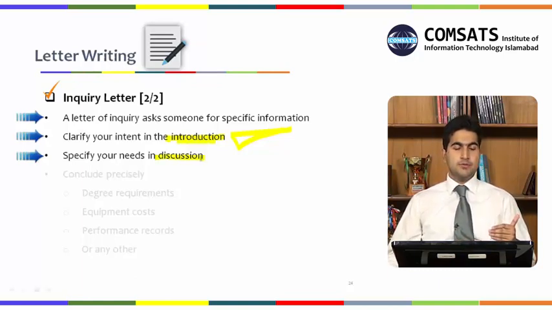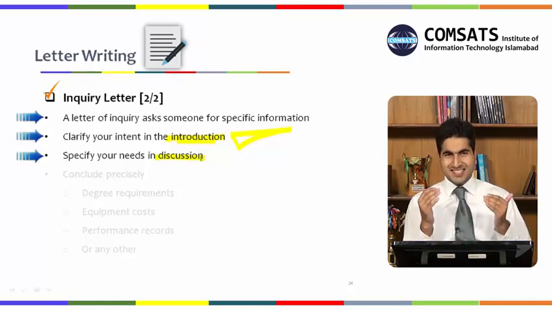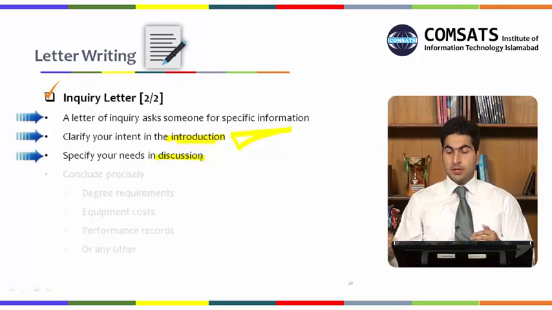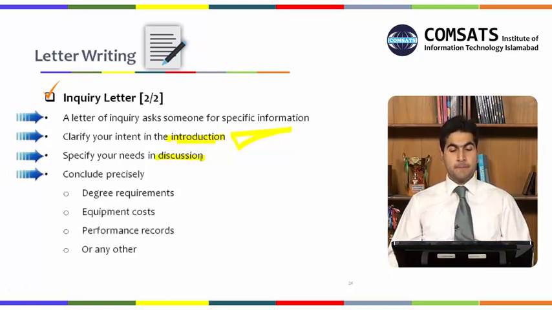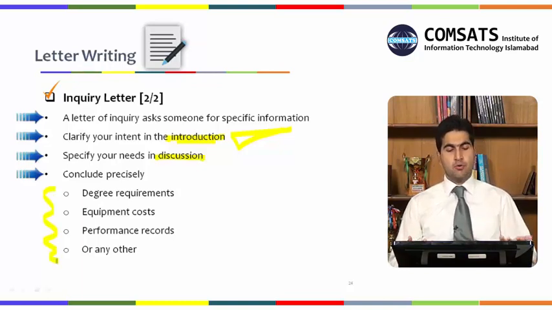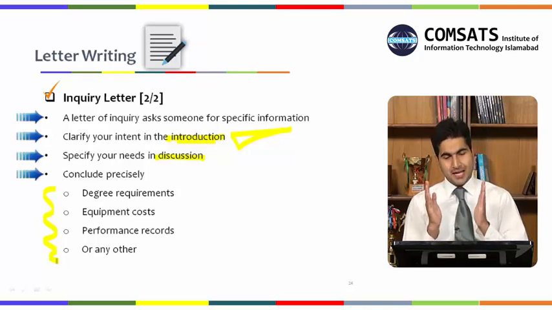Another thing you need to keep in mind is that the conclusion should be very precise, because you have already asked and demanded something, and you have discussed it in your discussion section, the main body and the central portion of that body. Therefore, it has to be concluded precisely. The things which you have to highlight in discussion should be very clear, and that's why I've written them in the form of bullets: degree requirements, equipment cost, performance records, or any other thing. It has to be specified, be it in a subject and of course coming in the body, but it has to be clear and concise and concrete. That is the point which I am making.